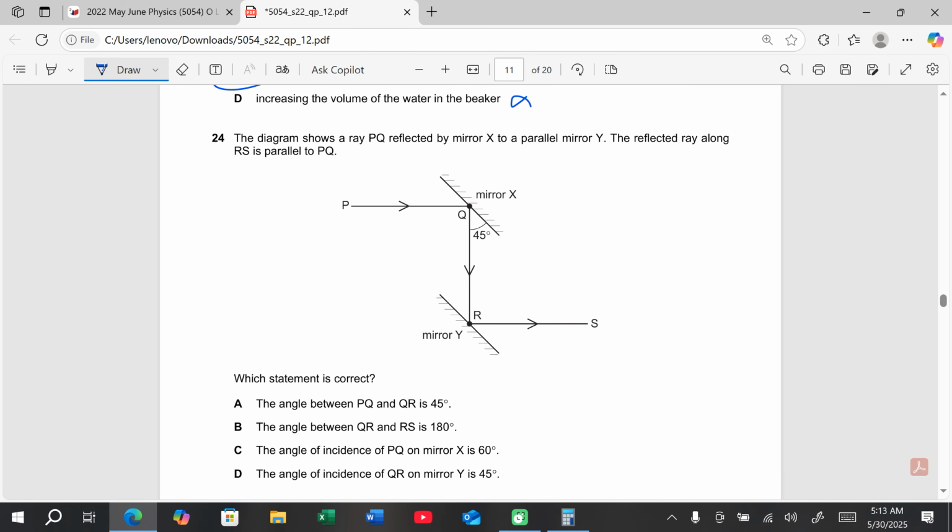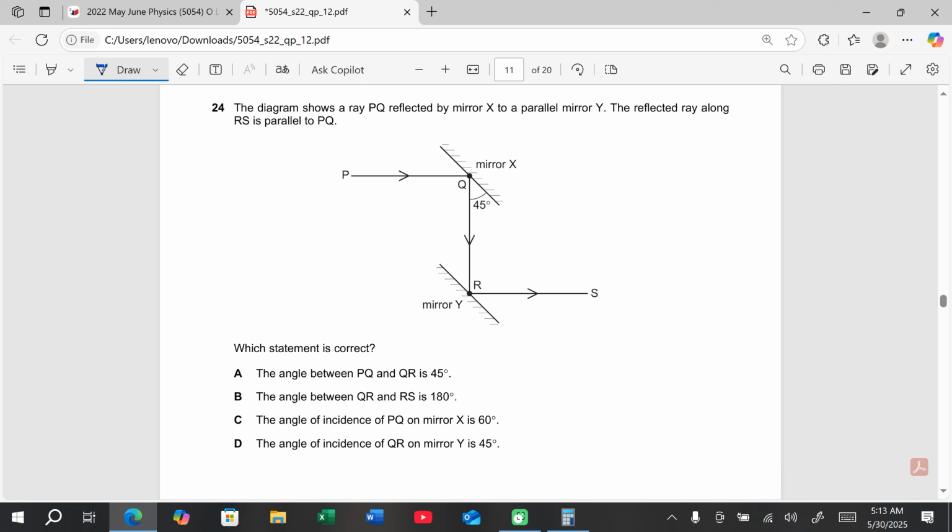The diagram shows the ray PQ reflected by the mirror X and the parallel mirror Y. The reflected ray along RS is parallel to PQ. Which statement is correct? The angle between PQ and QR is 45. No, the angle between PQ and QR is not 45, that's 90, because this is 45, this is also 45. The angle between QR and RS is 180. No, that's wrong, that's also 90.